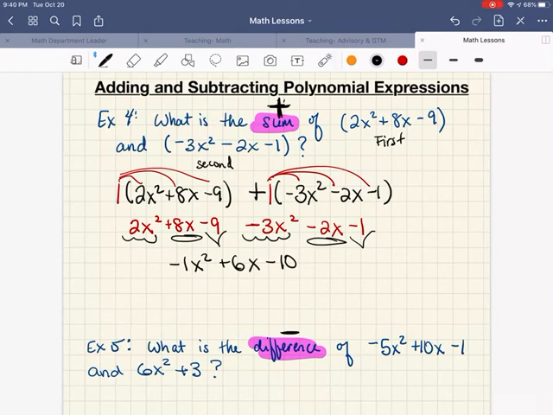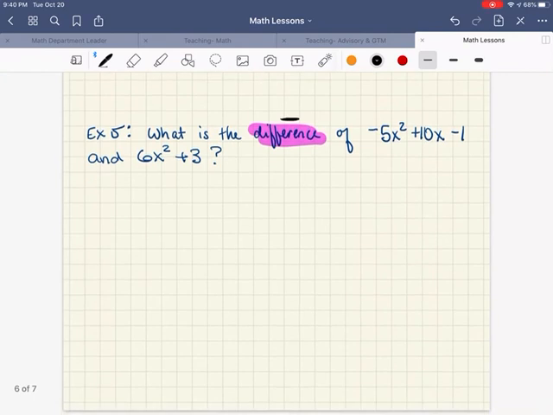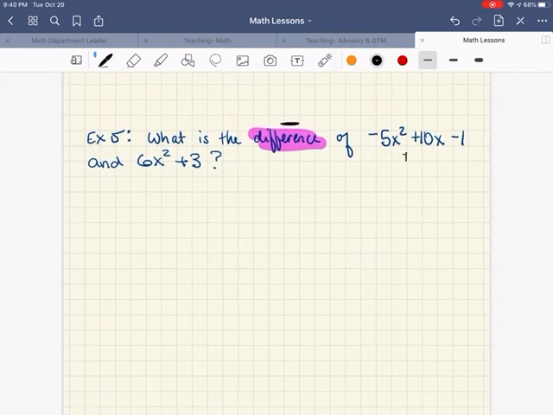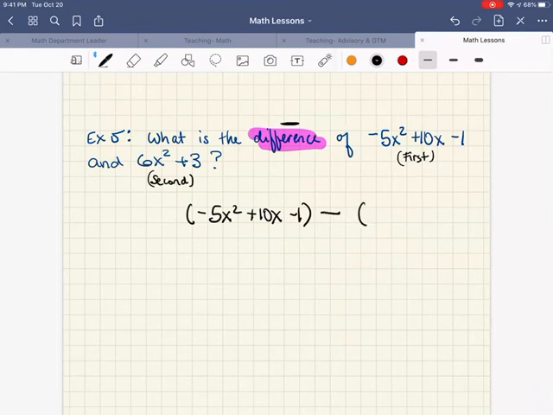That's absolutely fine. This is where it gets a little trickier, when we have difference or subtraction. So in this case, it says, what is the difference of these? So this one's going to go first in parentheses, and this one's going to go second in parentheses. So we write it as parenthesis negative 5x squared plus 10x minus 1 minus parenthesis 6x squared plus 3.